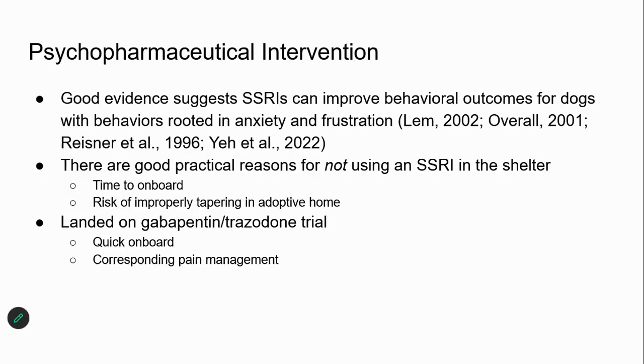So the psychopharmaceutical piece, I'll breeze through this because it's not particularly useful in terms of levels of detail, but all done, we decided to go on a gabapentin and trazodone trial. And what was really great about this is these two medications are onboarded quickly and they leave the system quickly. And gabapentin in particular also has a corresponding pain management factor. So if he was struggling with any kind of joint pain, that may have played a role in improving his behavioral responses overall. I don't know. We were actually never able to determine if he was indeed feeling any kind of joint pain.